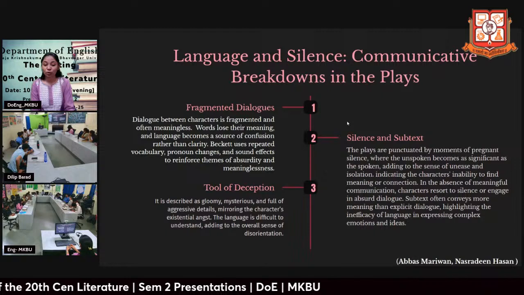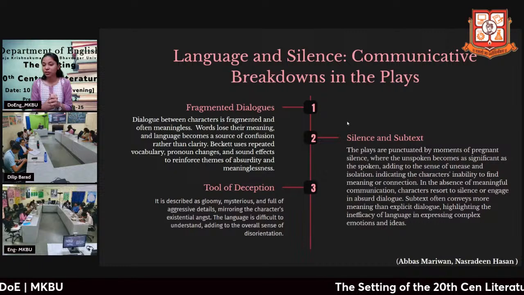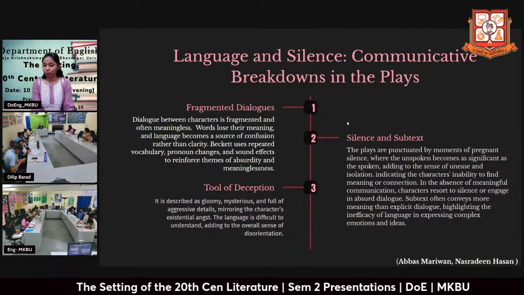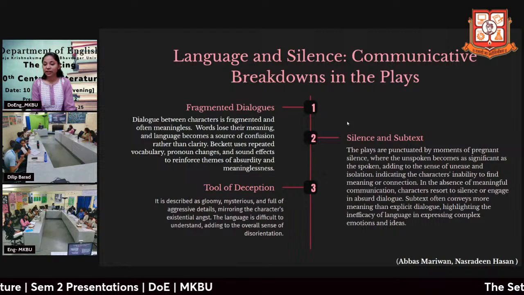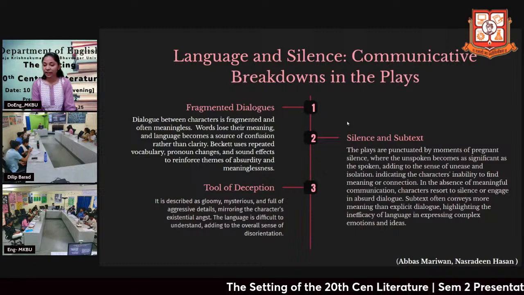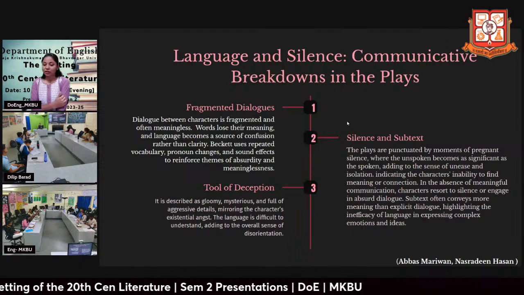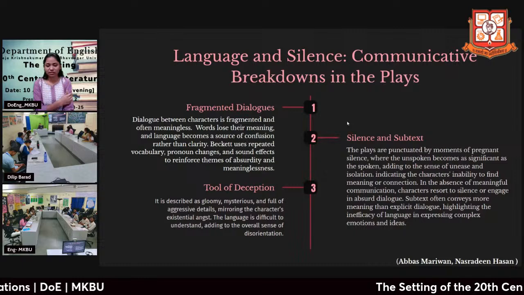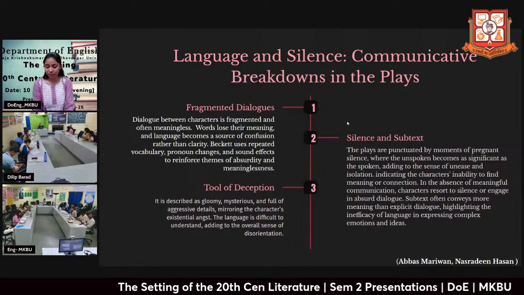Silence and subtext. The plays are punctuated by moments of pregnant silence, where the unspoken becomes as significant as the spoken, adding a sense of unease and isolation, indicating the characters' inability to find meaning or connection. In the absence of meaningful communication, characters resort to silence or engage in absurd dialogues, as I mentioned about Petey, and also Meg with Stanley, all just silly communication, highlighting the inefficiency of language in expressing complex emotions, and characterization and struggle for agency.